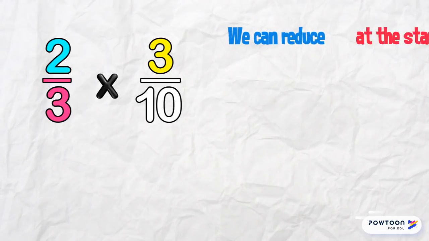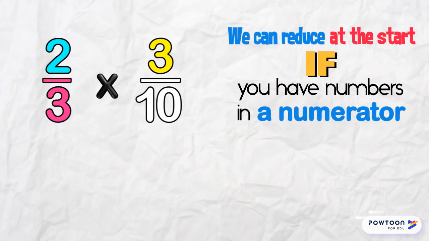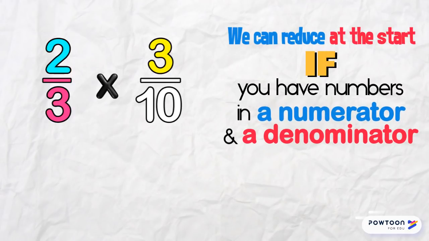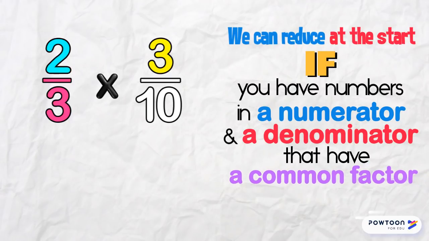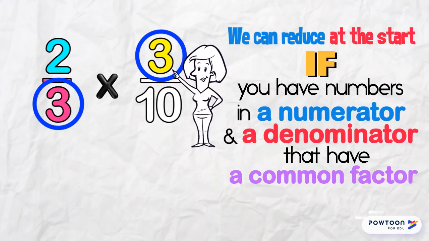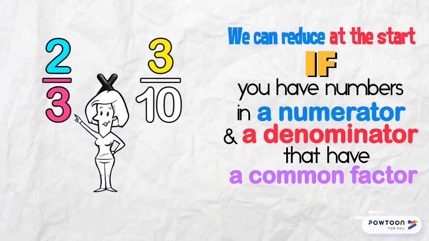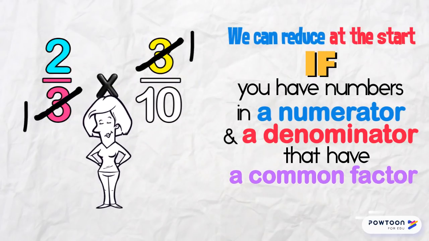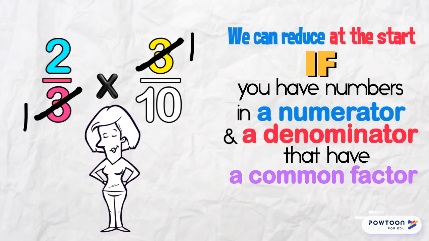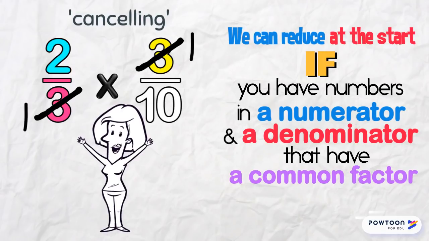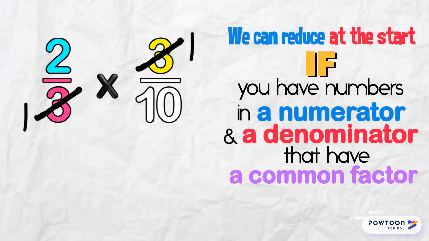We can reduce at the start if you have numbers in a numerator and a denominator that have a common factor. We have a numerator and a denominator that are the same. If we divide this top and this bottom by 3, they each change to 1. This is also called cancelling. We've just cancelled the need to multiply by 3. Great! And look at this.